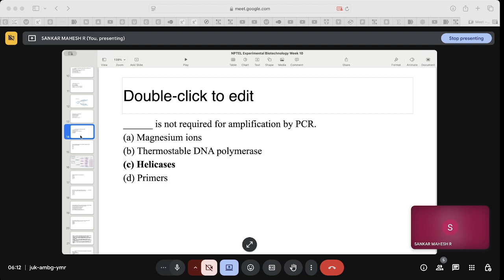Okay. The next question is: dash is not required for amplification by PCR. Magnesium ions, thermostable DNA polymerase, helicases, primers. You can take a couple of minutes to think about this and then justify first the incorrect options. Then we'll go to the correct option.